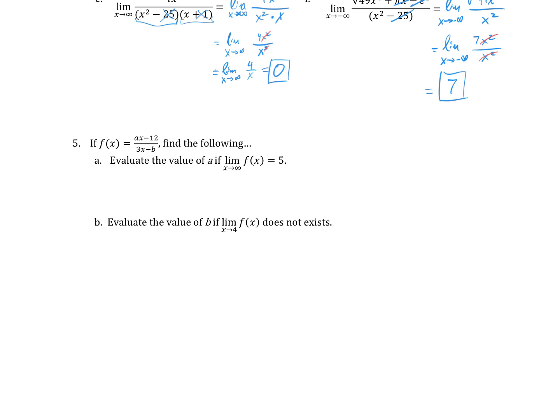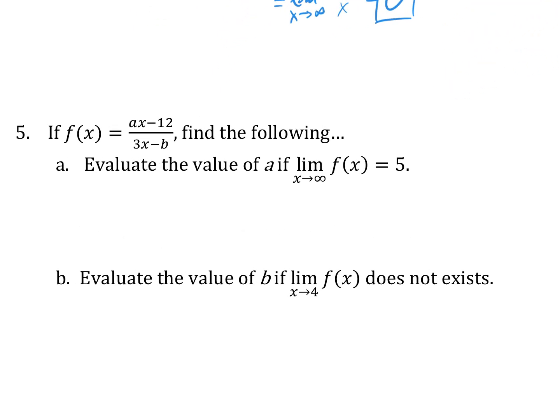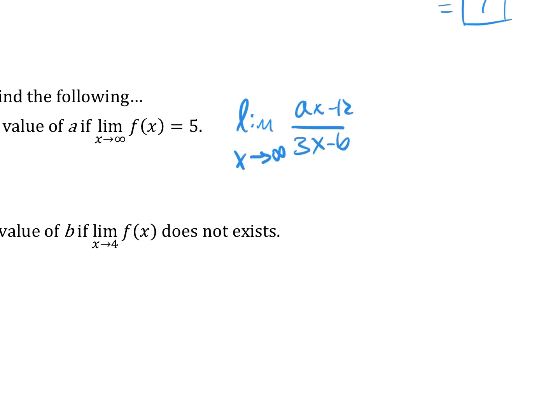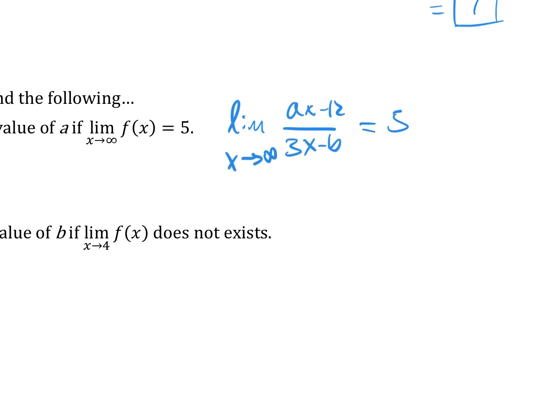All right, here's a good question. So here we have an expression. We've got some unknowns a and b in it. And we want to evaluate this so that the limit as x goes to infinity is 5. All right, well, let's start by writing it out here. So we're saying the limit as x goes to infinity of ax minus 12 over 3x minus b. And we want that to be equal to 5.